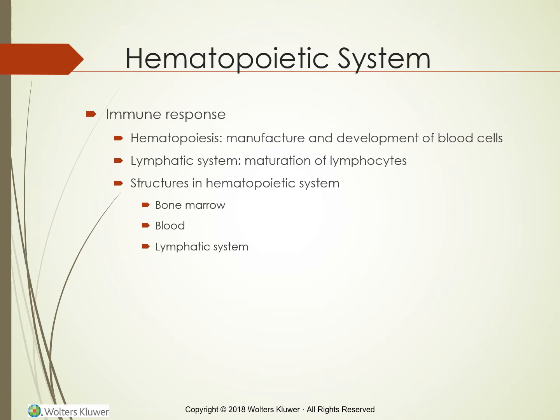This chapter discusses the structures that are involved in hematopoiesis, the manufacture and development of blood cells. It also considers the lymphatic system, which includes the thymus gland and spleen, and this system assists in the maturation of certain lymphocytes, specific types of white blood cells.